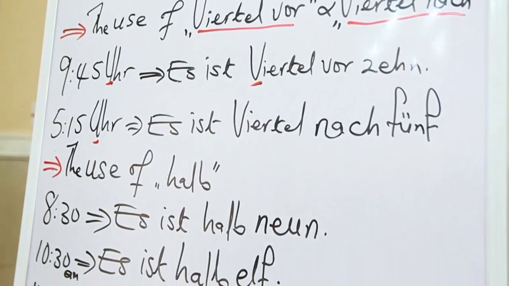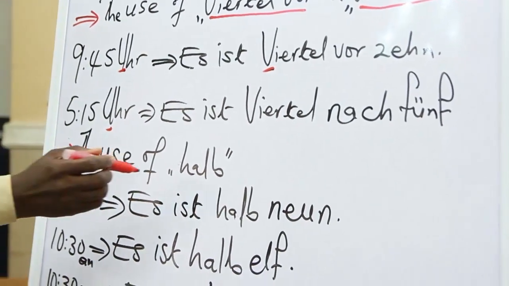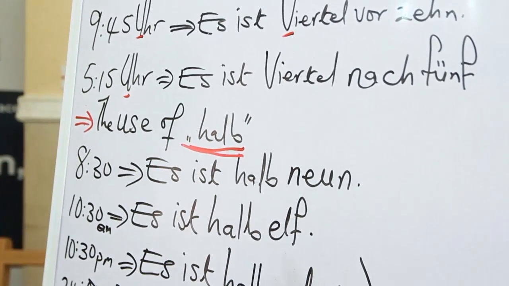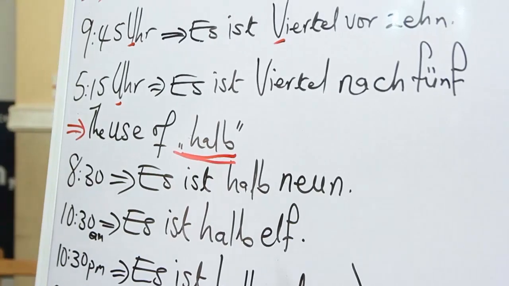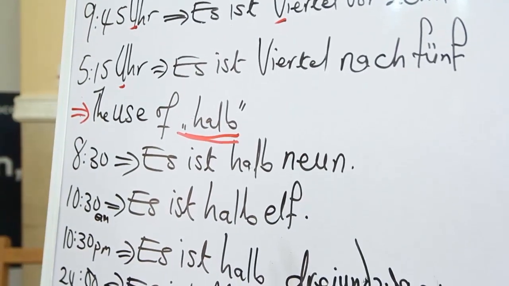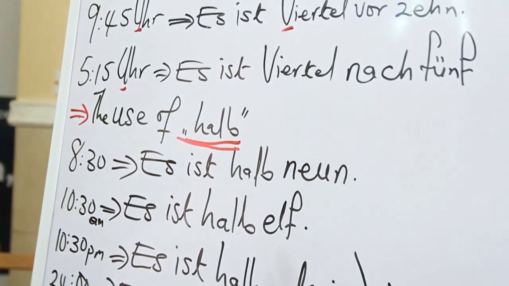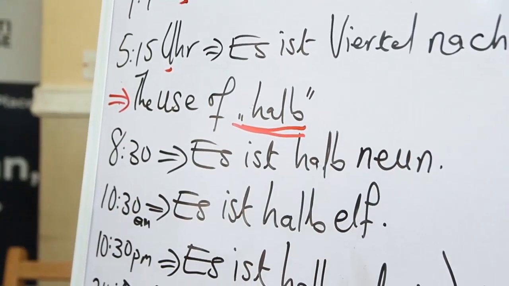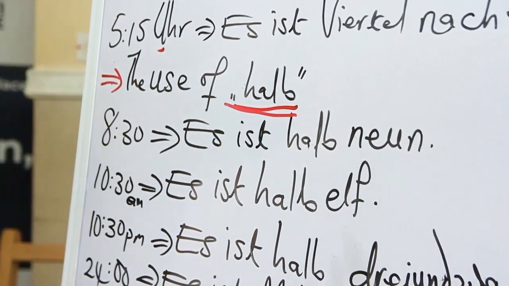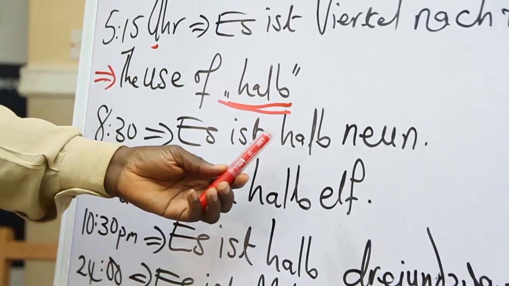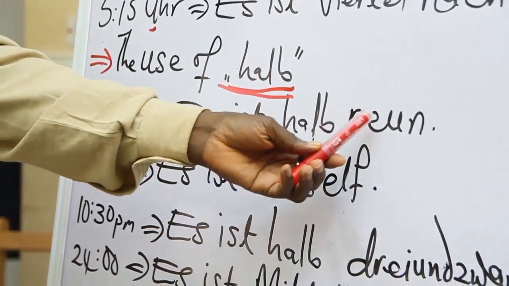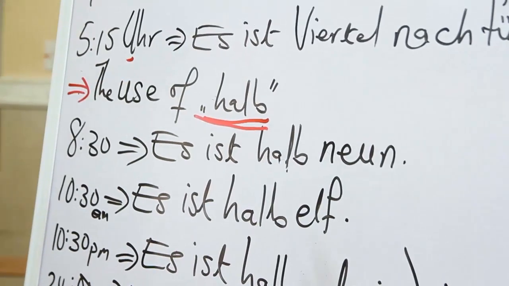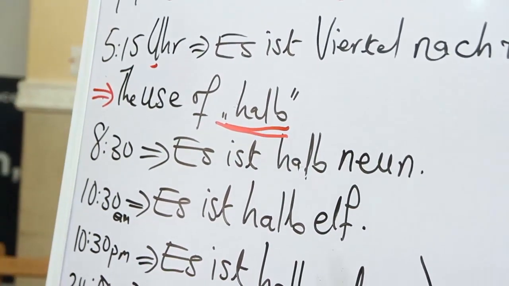Then we come to the use of this word, halb. Halb simply means half. But the way it is used in German is a bit different, and I want you to listen. Now let's look at 8:30. In English we call it 8:30, but in German, es ist halb 9. German will count to the next hour. It is half an hour to 9 o'clock. So the German will say, es ist halb 9.